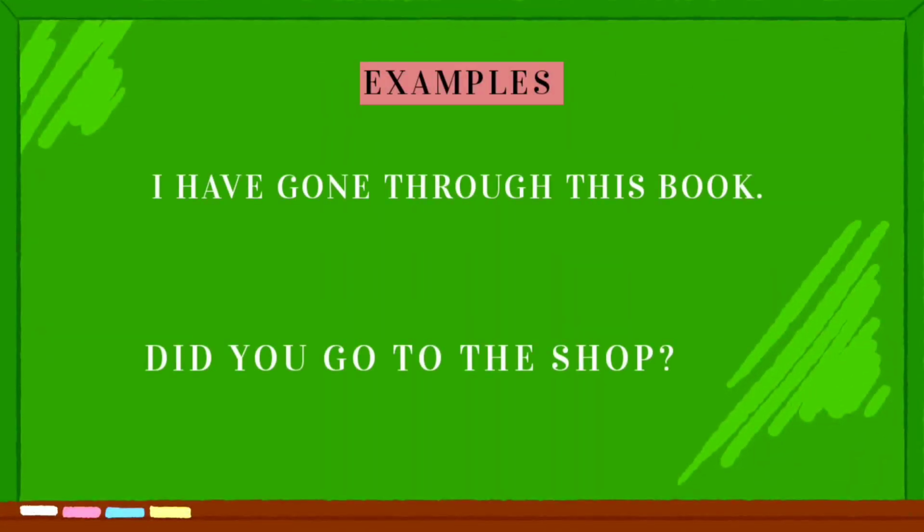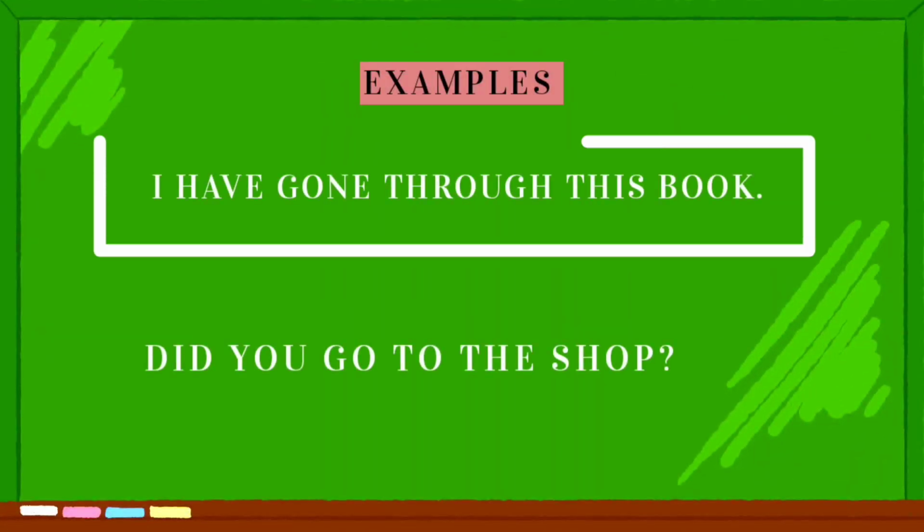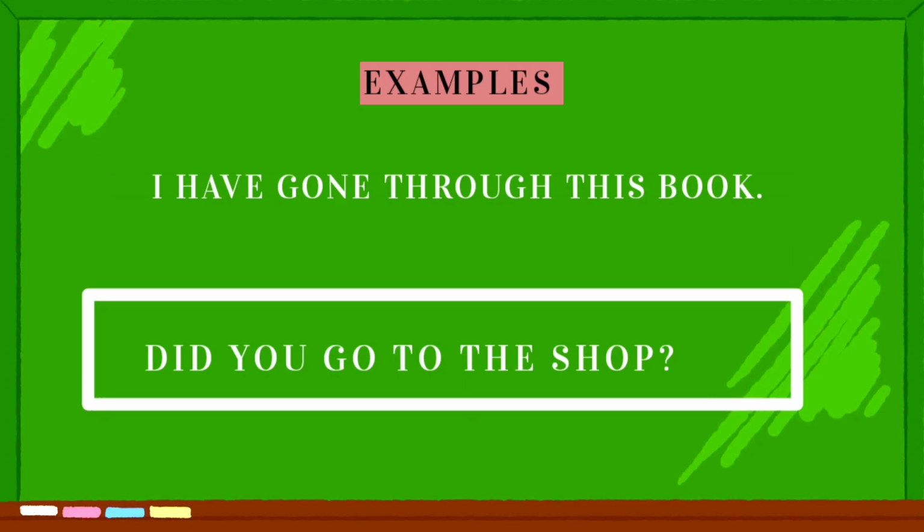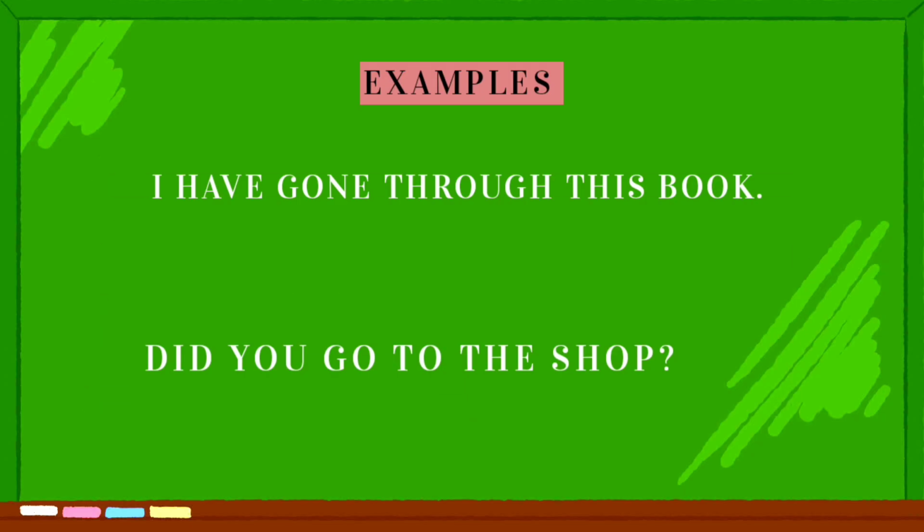So if you look at these two examples, "I have gone through this book," and the second one, "Did you go to the shop?", you can see some interesting things. Let's go to explain them one by one. If I take the first example, "I have gone through this book," interestingly, this sentence is constructed from some individual parts, and these individual parts have specific names according to how they work.